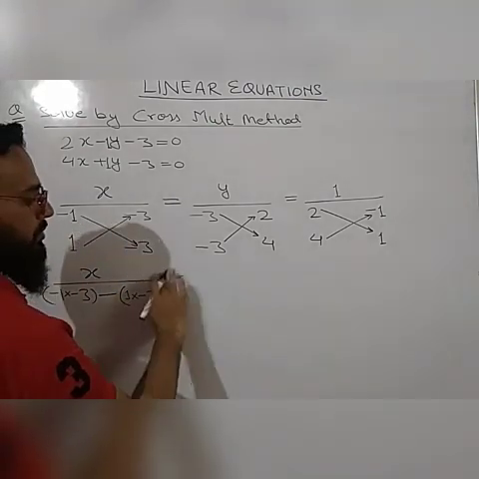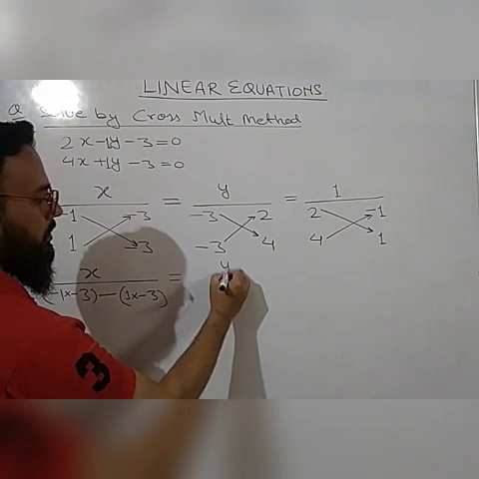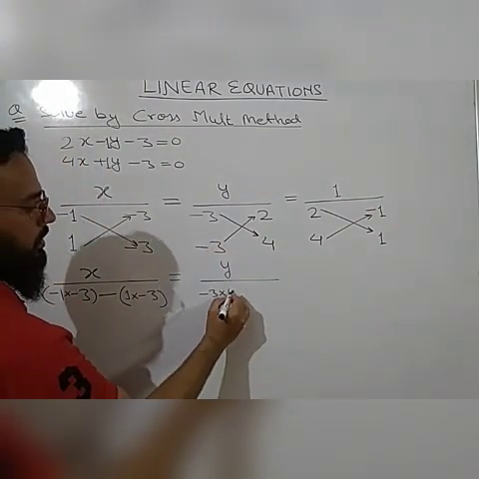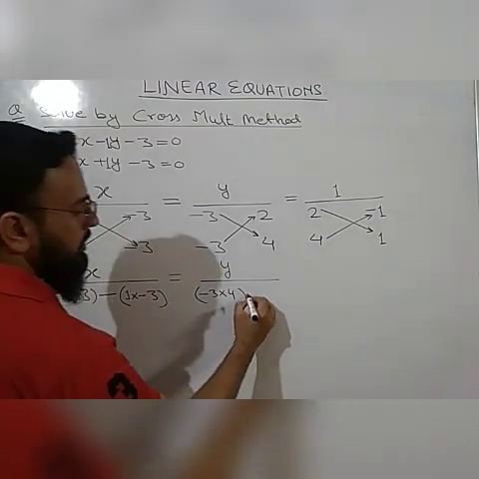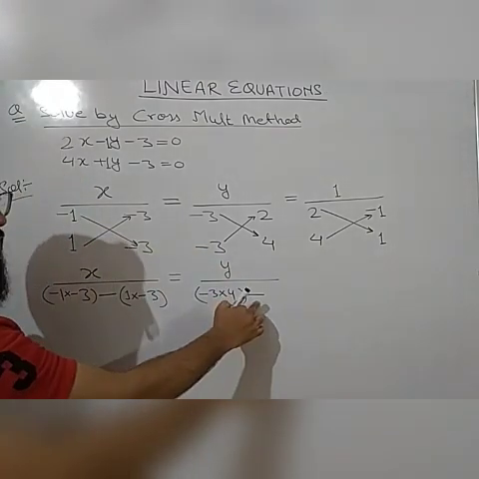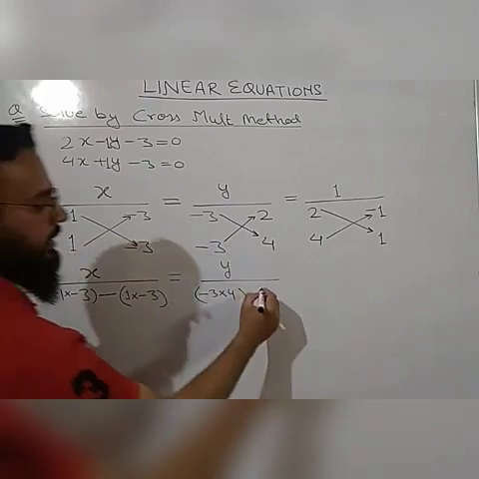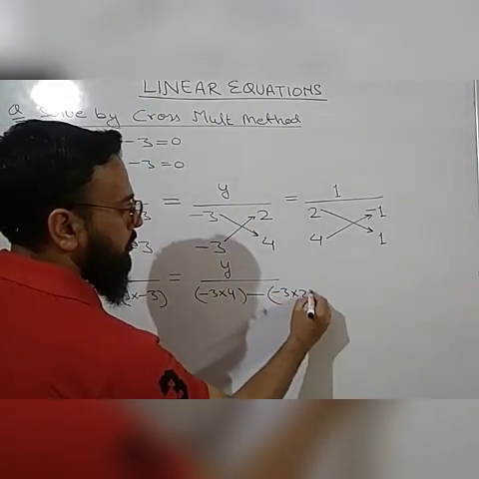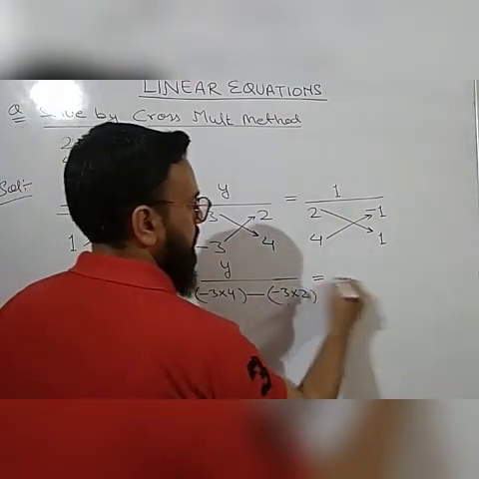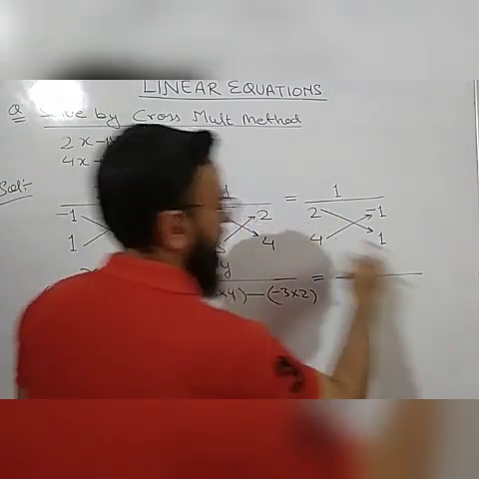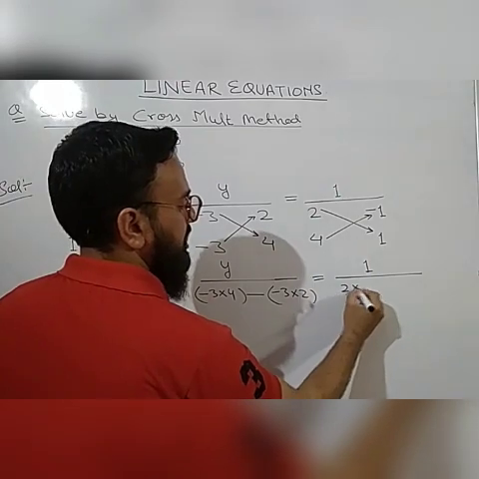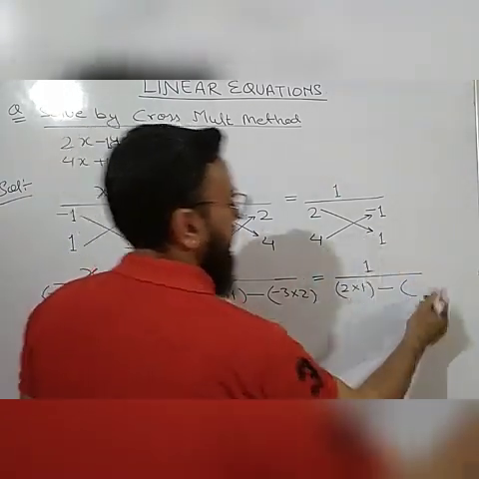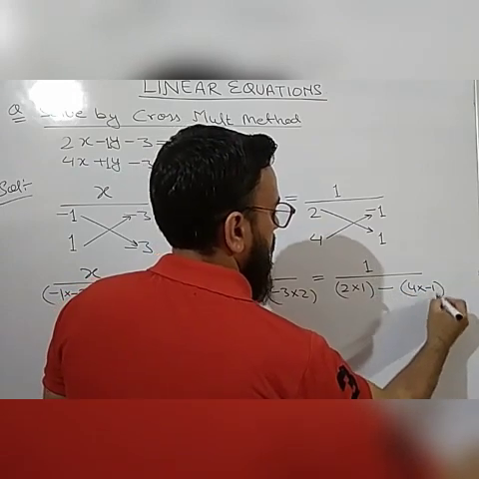Another term will be y upon minus 3 into minus 4. Minus 3 into minus 4. Then this minus sign of the cross multiplication method. Then again in the next bracket it will be minus 3 into 2. Minus 3 into 2 is equal to 1 upon 2 into 1 in the first bracket, then minus sign, then 4 into minus 1. 4 into minus 1.